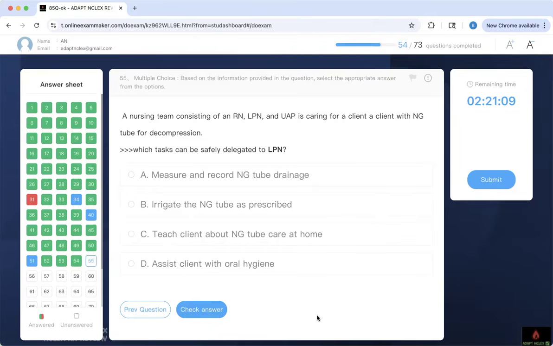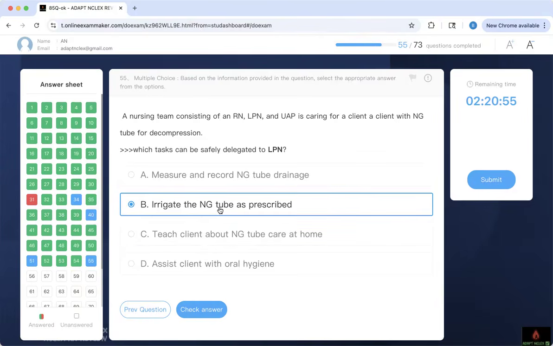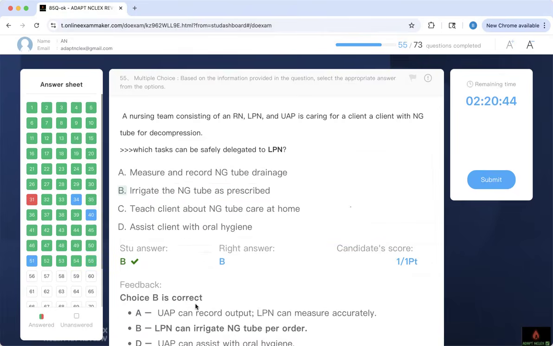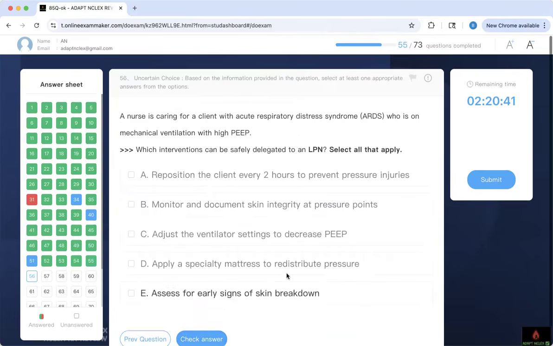I said MMR most. Therefore, if I monitor, reinforce, all are many things that they can do. Since they can do oral feeds and everything, they should be able to irrigate the NG tube. Assist with oral care, that's the UAP. Teaching by the RN and measuring the output, the UAP. So these are little things I want you to master. What do you see? Same thing.